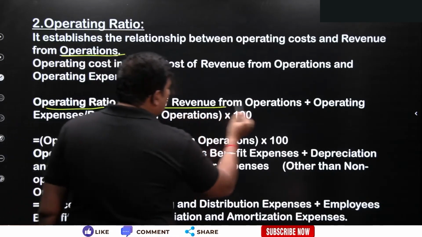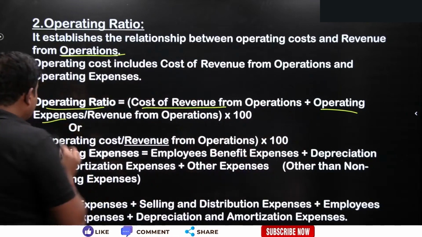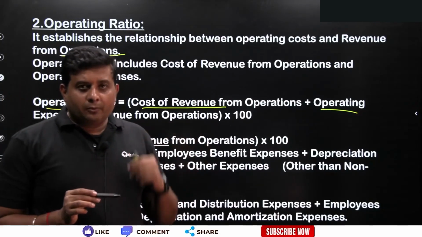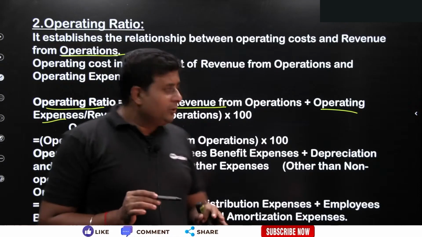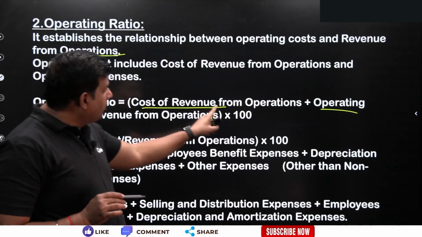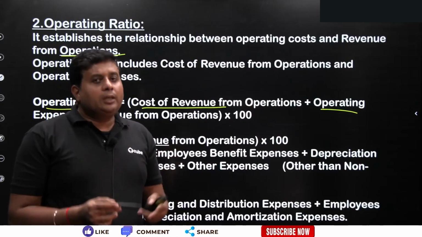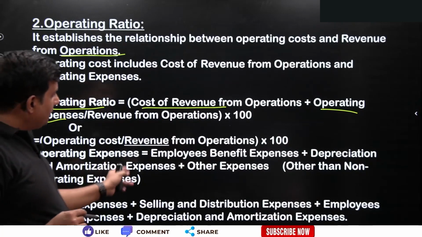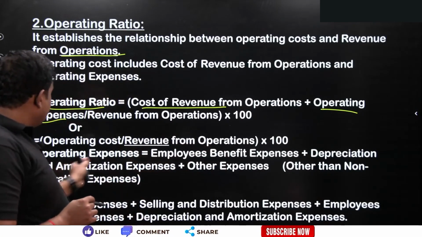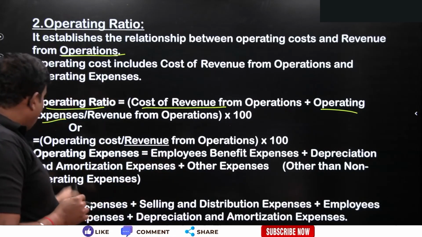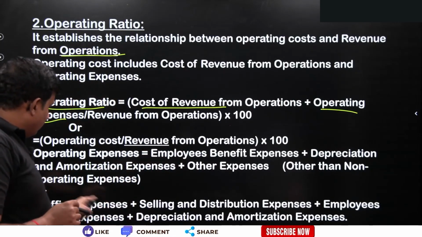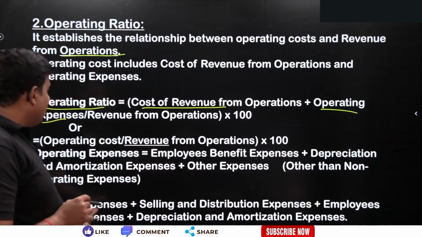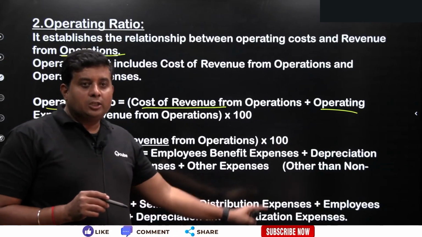Cost of revenue from operation plus operating expenses if you combine, it becomes the operating cost also. तो कभी कभी operating cost upon revenue from operation into 100 दिया होता है. So don't worry, यहाँ जो cost of revenue from operation plus operating expenses को combine कर दें तो ये actually operating cost ही होता है. Now operating expenses की बात करें तो it's really simple: employees benefit expenses, depreciation and amortization expenses and other expenses. और एक और फॉर्मूला होता है जो मैं अभी बता रहा था, office and administrative expenses, selling and distribution expenses, plus employees benefit expenses, depreciation and amortization expenses.